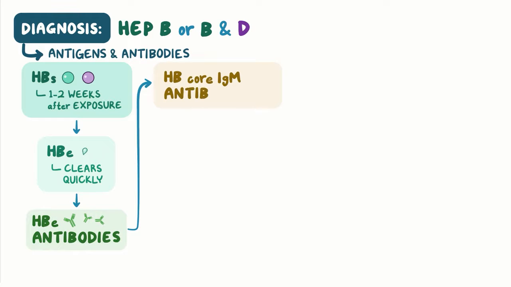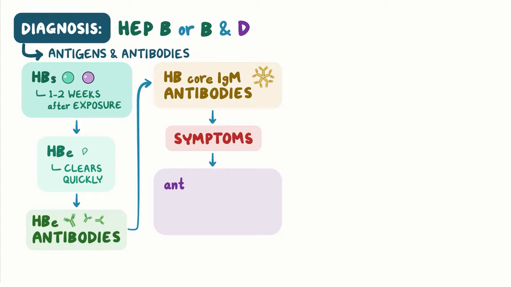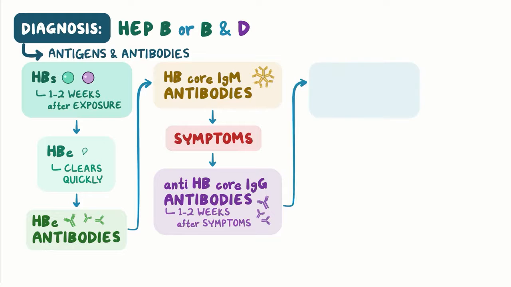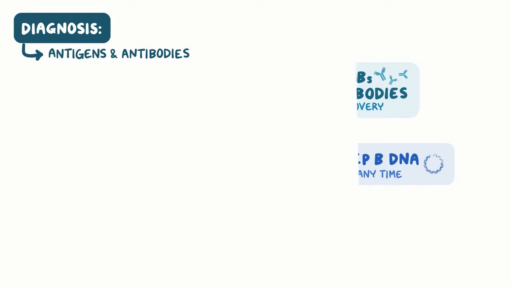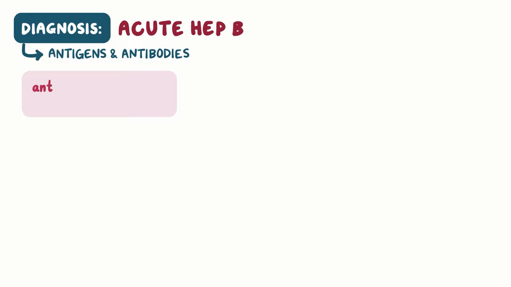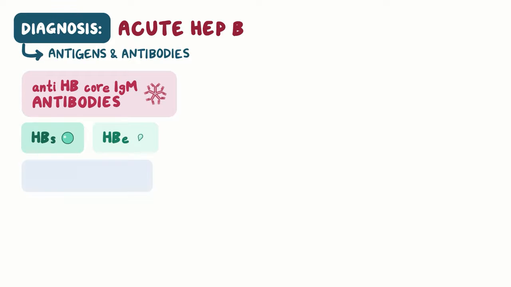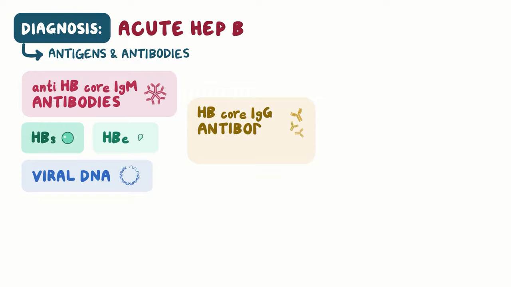Anti-HB core IgM antibodies usually appear shortly before the symptoms, followed by anti-HB core IgG antibodies 1 to 2 weeks after. Anti-HBs antibodies appear during recovery. Hepatitis B DNA can be detected at any time during the disease. Now, in acute hepatitis B infection, anti-HB core IgM, HBs antigen, HBe antigen, and viral DNA can be found. HB core IgG is usually present, depending on the time of testing.